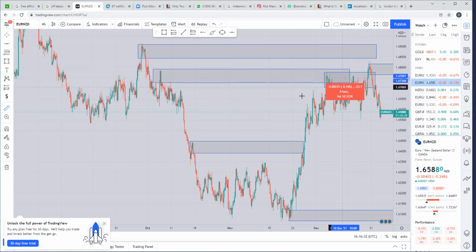We had entered from, excuse me. If we had entered from here, came down here, at least 172 pips, which is not a bad idea.